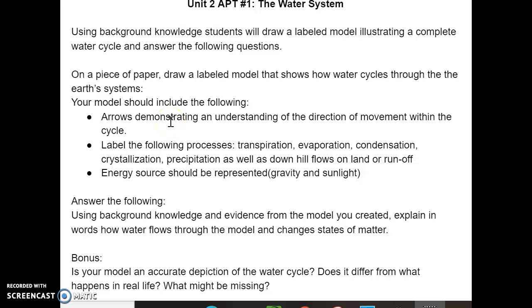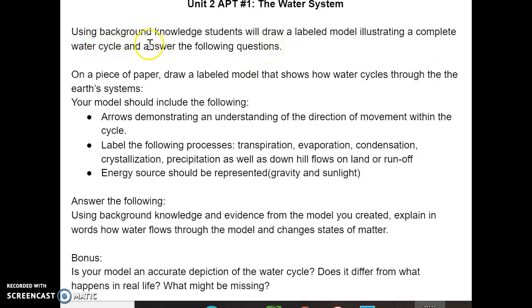Hi kids, today your job during async time and one other day this week during your async time, you are going to be drawing a model of the water system. And if you have been paying attention in class and taking notes, you already have a pretty good example of one that you could use.